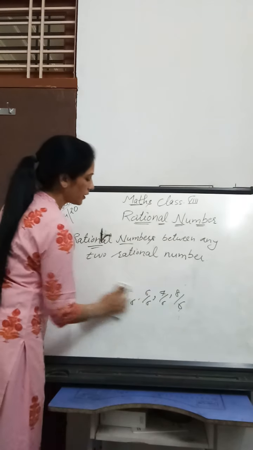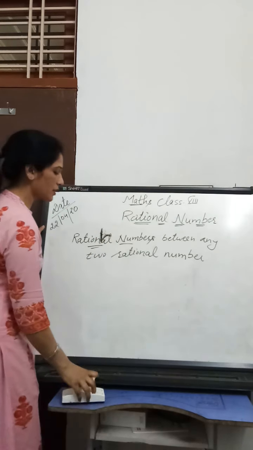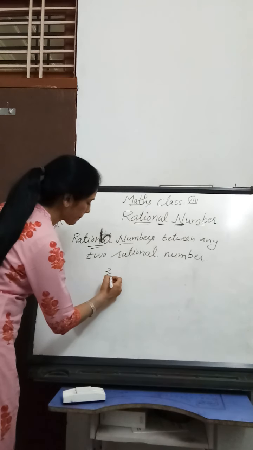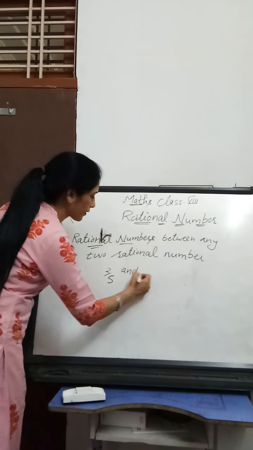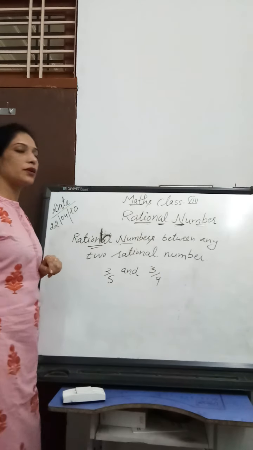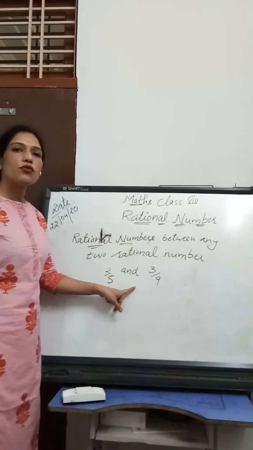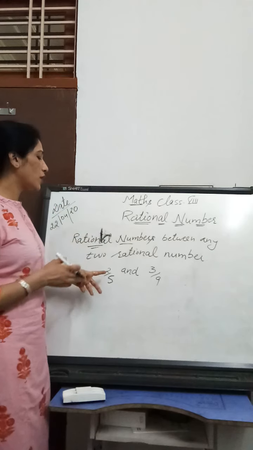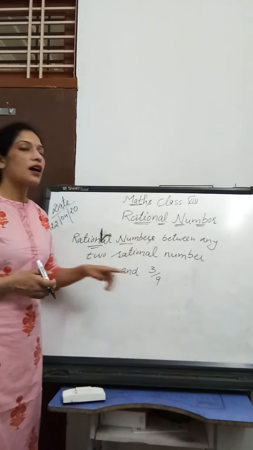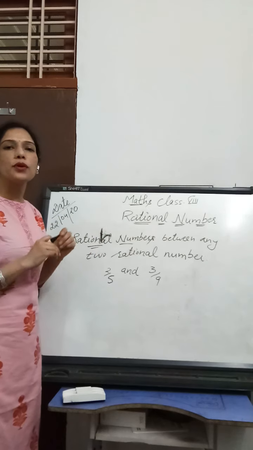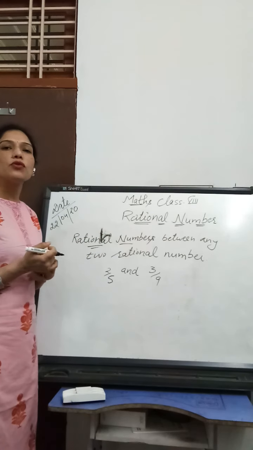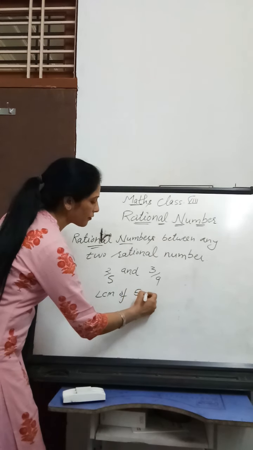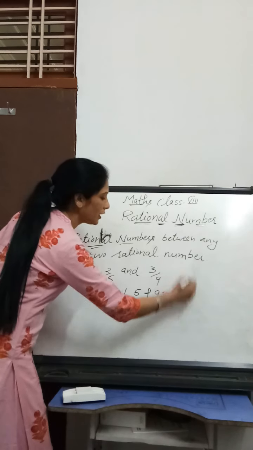But some questions are given whose denominators are different. For example, questions are in this way. You have to find any 5 rational numbers between 2 upon 5 and 3 upon 9. So first of all, you have to see the denominators. Denominators are different. First of all, you have to make the denominator same, and for making the denominator same, you will take the LCM of denominator. So LCM of denominators 5 and 9 is equal to 45.